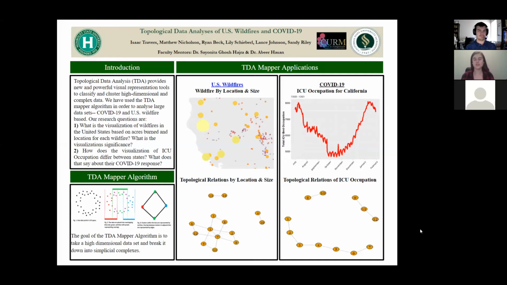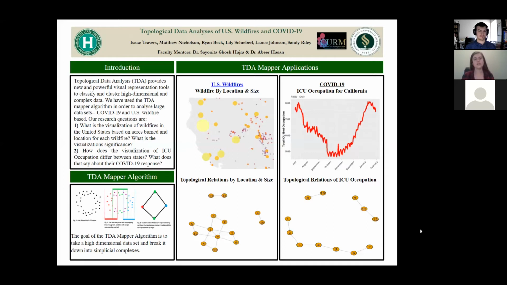The two colleges that collaborated in this study were Humboldt State University and Sacramento State University. The Humboldt State people will not be here today, only the Sacramento State people. And the people at Sacramento State are Lily Shebrel and Lance Johnson. We were under two faculty members, one from Sacramento State and one from Humboldt State. From Sacramento State, we have Shainita Ghoshhajra, and from Humboldt State, we had Abir Hassan.